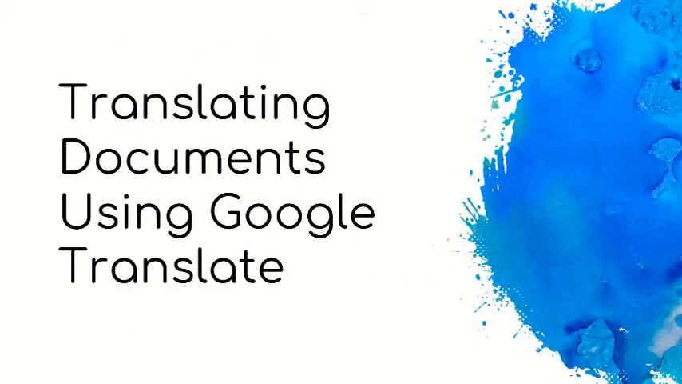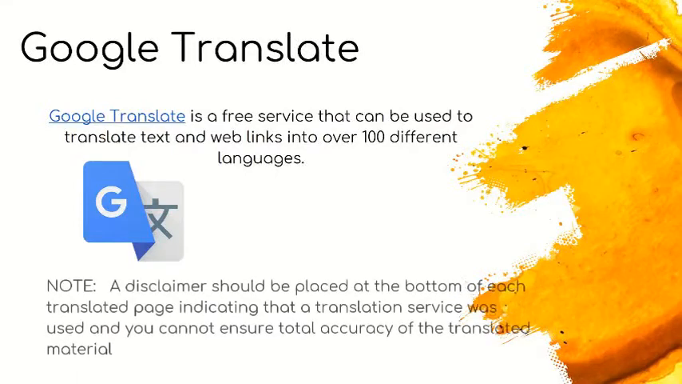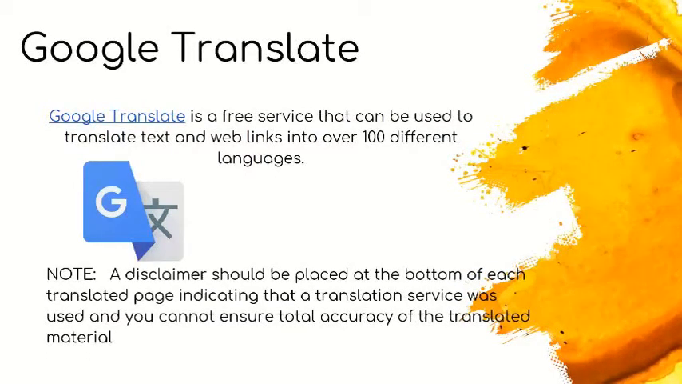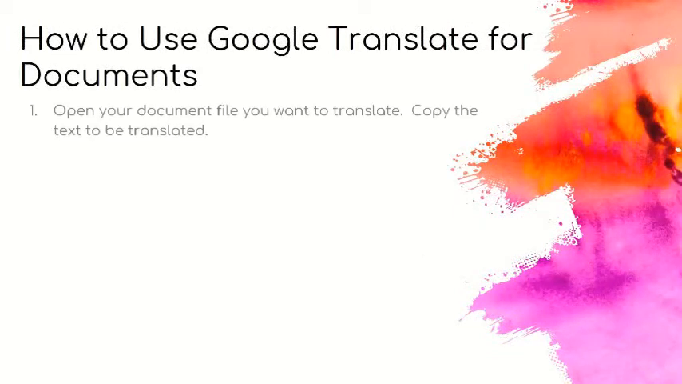The first is translating documents using Google Translate. Google Translate is a free service that can be used to translate text and web links into over 100 different languages. It should be noted, however, that a disclaimer should be placed on the bottom of each translated page, indicating that a translation service was used and you cannot ensure the total accuracy of the translated material. So let's talk about how to use Google Translate.